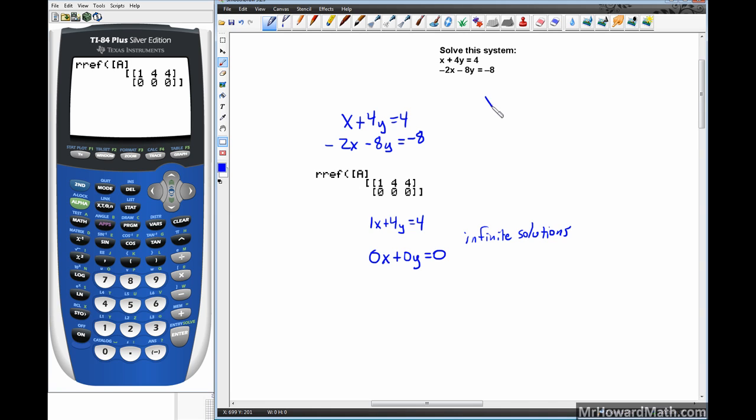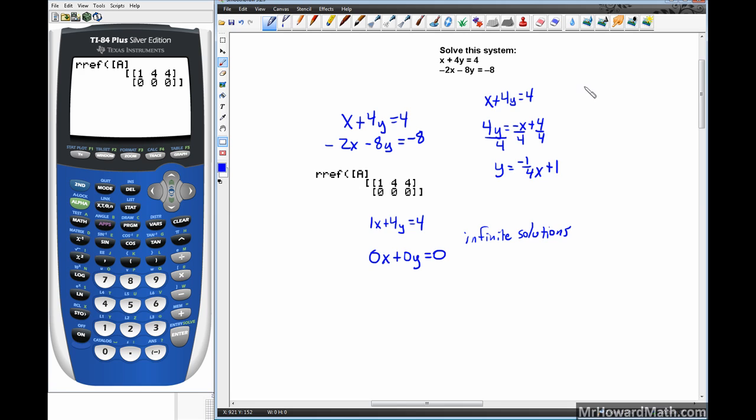We have x plus 4y equals 4. Let's get y by itself so that we can look at these two a little bit easier. So we subtract the x and we get 4y equals negative x plus 4. Divide everything by 4 and we'll end with y equals negative 1/4 x plus 1.